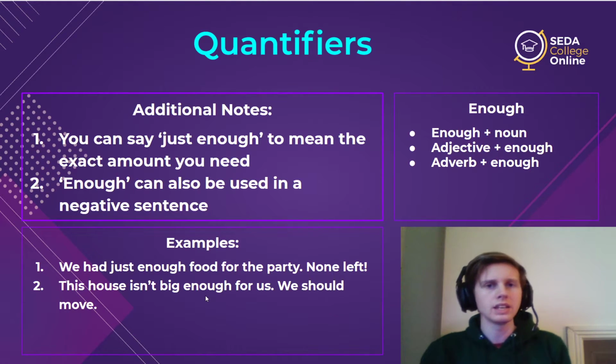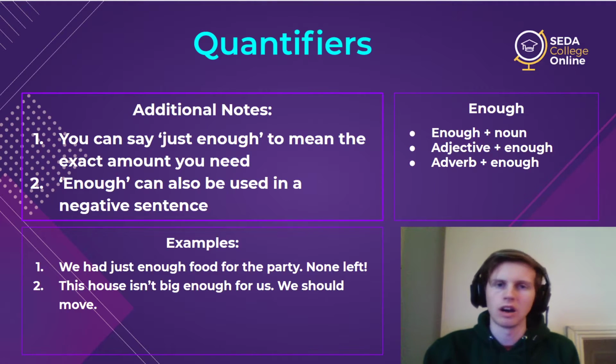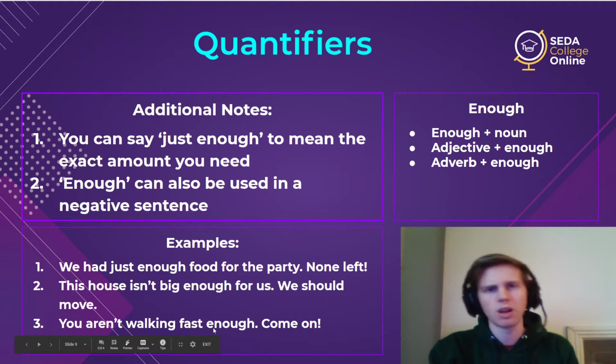You could also say too small. This house is too small, or this house is too little for us, we should move. But you can also say isn't big enough in a negative sentence. It's just another option. And so you can see here with an adverb, you aren't walking fast enough. Come on.